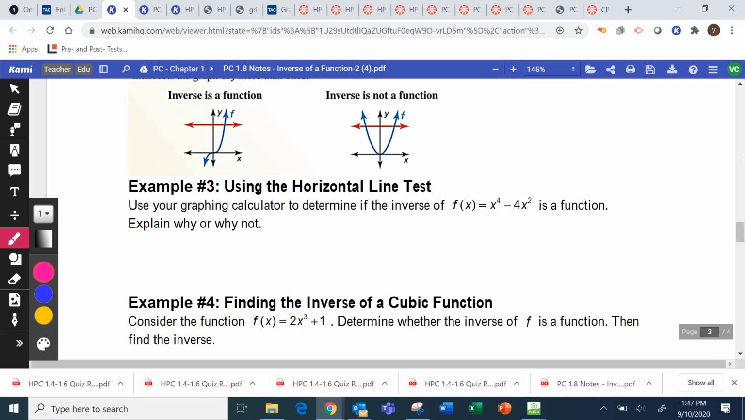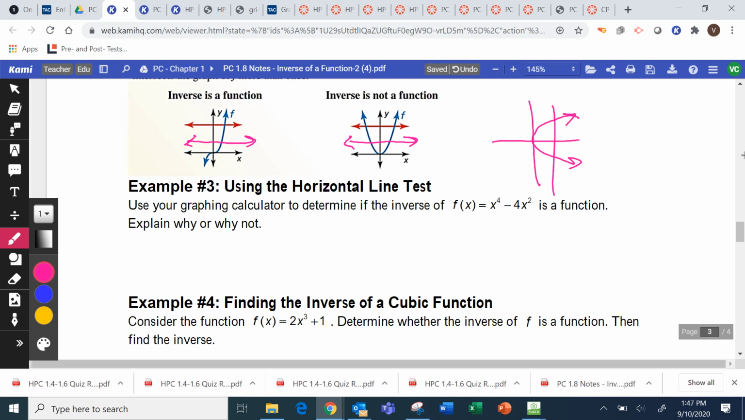Okay, so the horizontal line test is if you are looking at the original function and you draw a horizontal line. Like they have a cubic right here where they've drawn a horizontal line. They have a quadratic where they've drawn a horizontal line. If it passes the horizontal line more than one time, by the time we do the inverse and everything switches, it will fail the vertical line test.